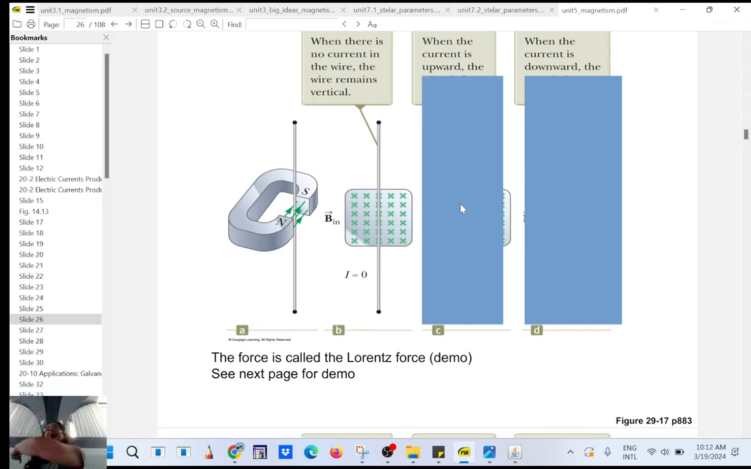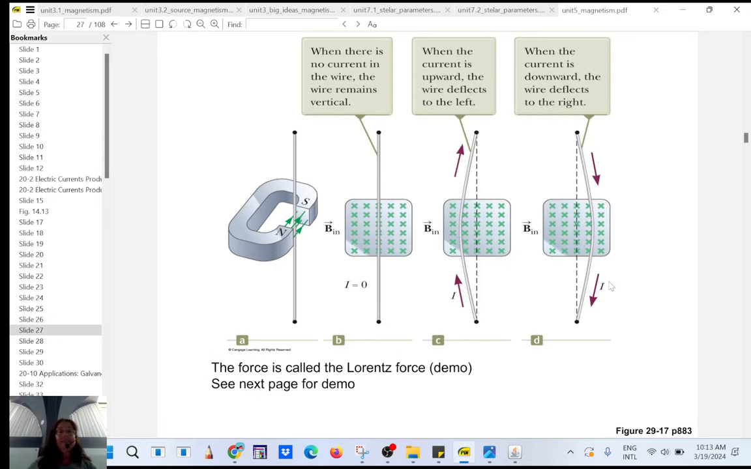The magnetic field is in the screen, right? The current is up. Magnetic field is in the screen. Where is the force? To the left. If the current is down, the force will be to the right. You see? I, B, F. Okay?